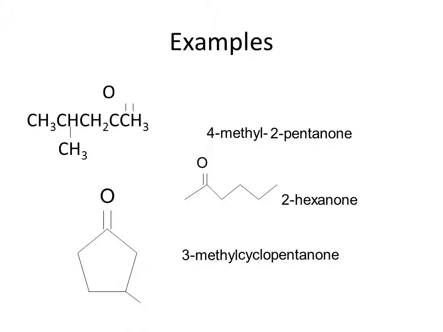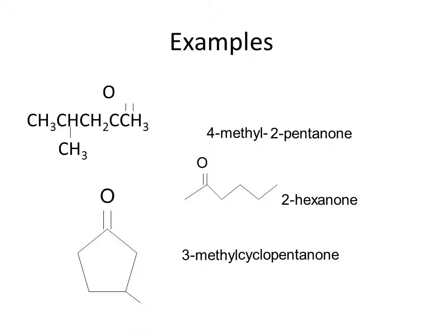For the molecule below that, you can see there are 1, 2, 3, 4, 5, 6 carbons. So that's hexane. There's a carbon-oxygen double bond on it, so I take the E off and put "-one" on for hexanone. And then I count from either end and see it's either 5 or 2. 2 is lower, so I choose 2-hexanone.